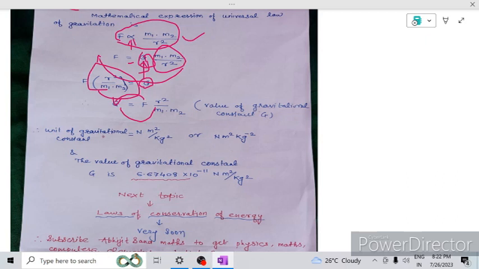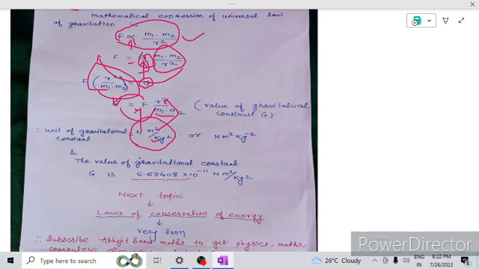m1 times m2. The unit of the gravitational constant is Newton meter squared per kg squared, where Newton is the unit of force, meter squared is the unit of r squared, that is the distance, and kg is the unit of the masses. Therefore, the unit of the gravitational constant is Newton meter squared per kg squared, or it can be written as Newton meter squared kg to the power minus 2.